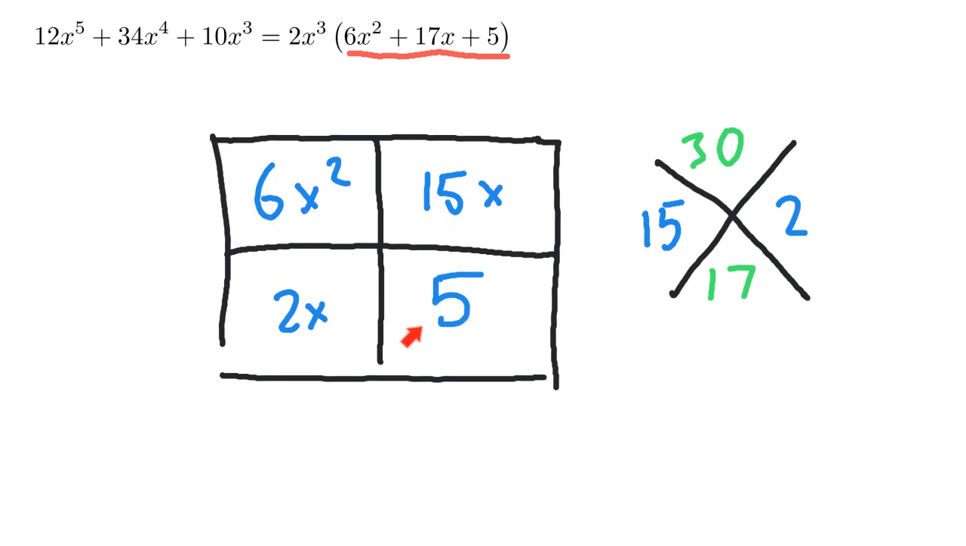Then we're going to do the same thing on the bottom row, 5 and 2x. So go from right to left, figure out what the GCF is, and write that along the side here on the left. Then we're going to do the same thing with the columns, going from bottom to top. So first column, 2x and 6x squared, I figure out what the GCF is and write that on the top here. And then the second column, 5 and 15x, I figure out the GCF and write that on the top here.